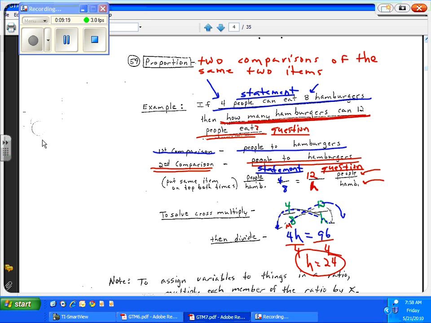Any questions on that? Sorry about the little blunders there. So a proportion is two comparisons of the same two items. They're going to give you a statement, a fact where you know both of the elements of the ratio. And then they're going to have a question, and in that one, there's going to be one of them you don't know. Then you set up your proportion, cross multiply, and solve.